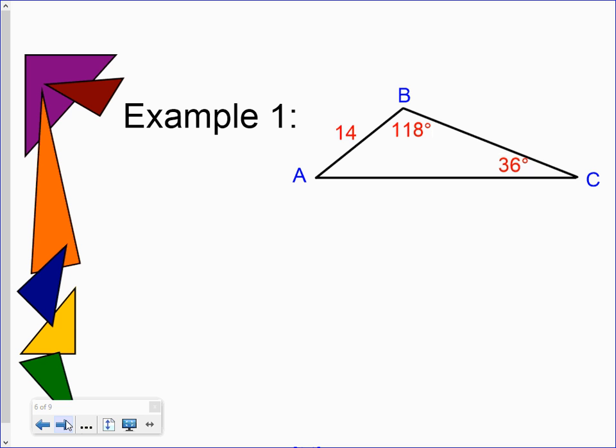What do you want to solve for first? Angle A, side A, or side B? Angle A, because that's really easy, right? How will you find angle A? All the angles add up to 180 in a triangle, so subtract 118, subtract 36. What is the measure of angle A? 26 degrees. Cool.